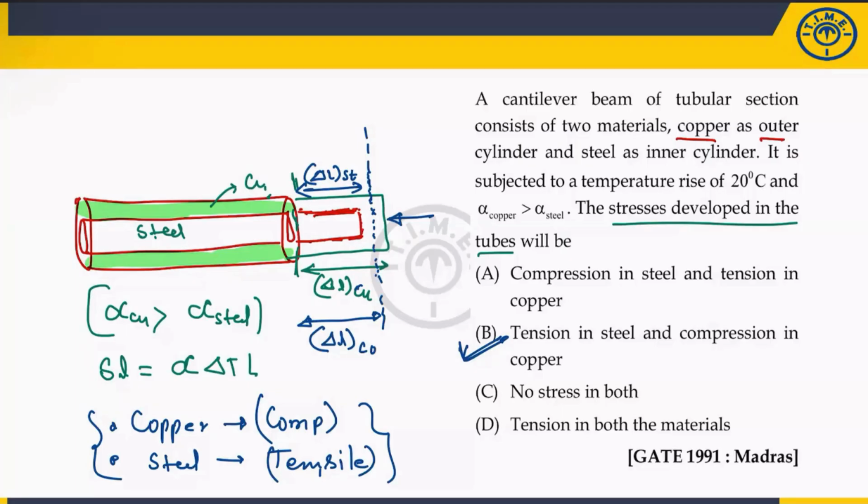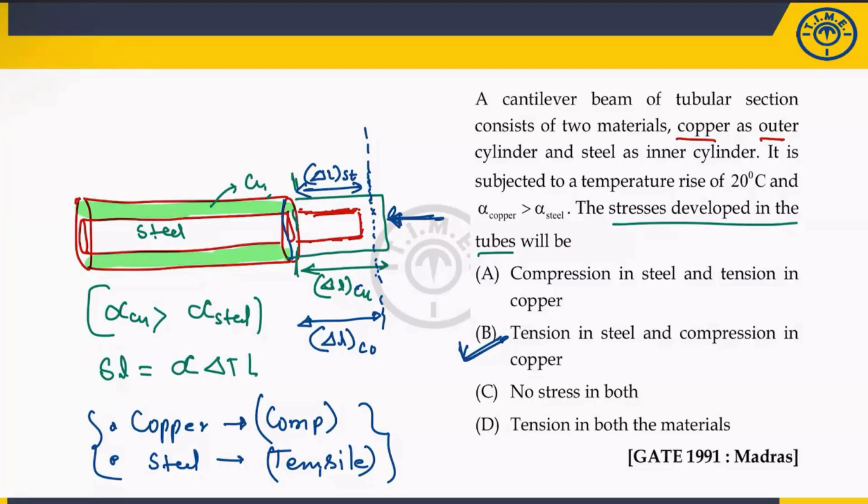Okay, sir. Understood. So please make a note of this. Whatever the alpha value is more, it will expand more. But because of this parallel combination, you have to apply compressive forces to get a uniform, what we call a common change in the length. But for steel, it should be tensile. So the correct answer for this question is B.